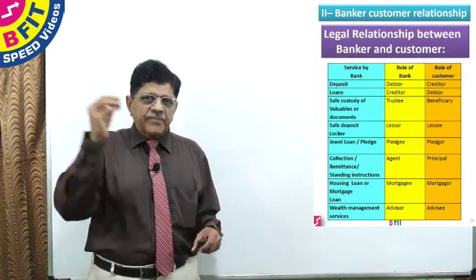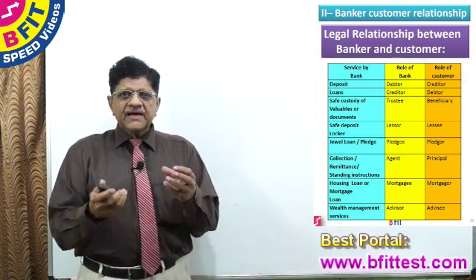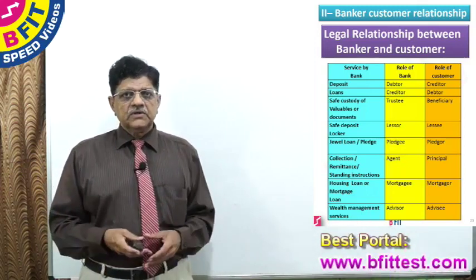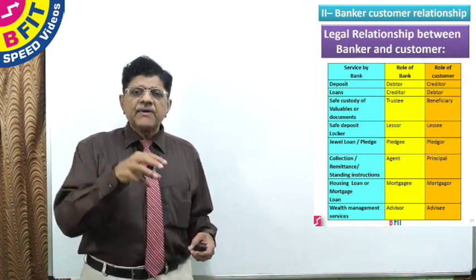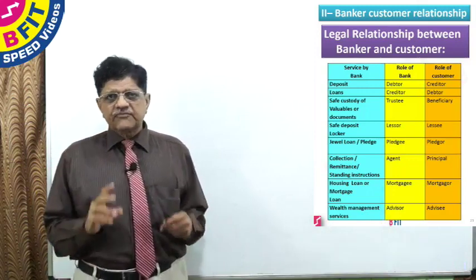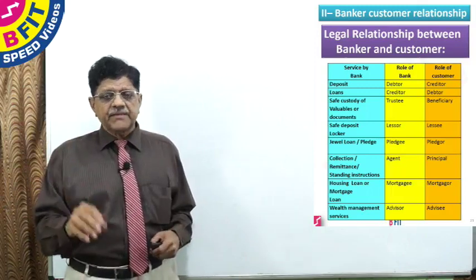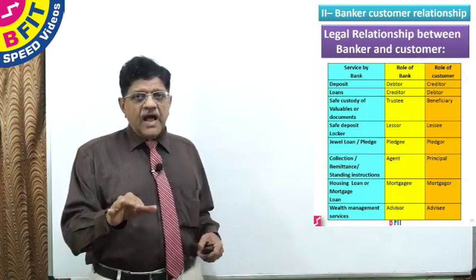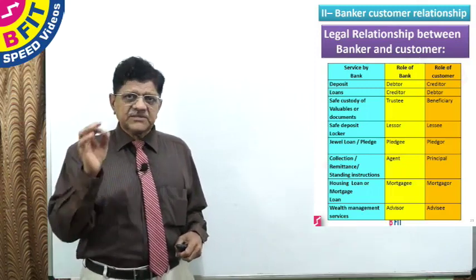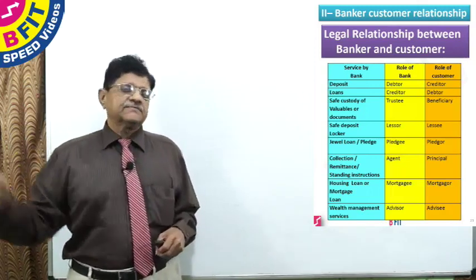When a customer deposits the money with the bank, the banker receives the money and the banker is liable to pay, and the person who lent the money is the creditor, the person who borrowed the money is the debtor. That all of us know. Therefore, bank has borrowed the money and the customer has lent the money. Whenever a deposit happens, the customer lends money and the bank borrows money. Therefore, whenever there is a deposit of money by a customer in a bank, the banker is a debtor and the customer is the creditor.